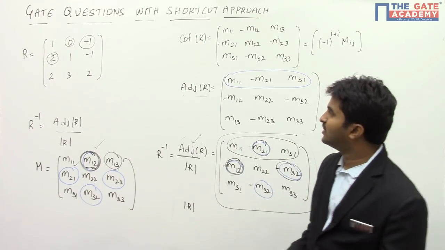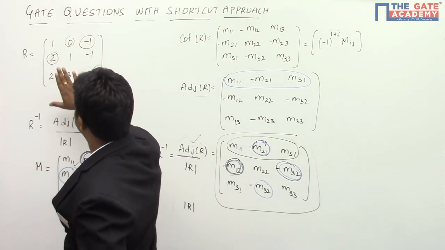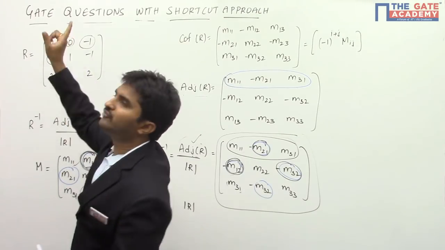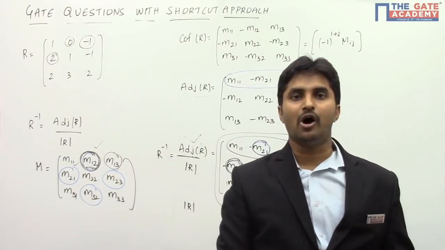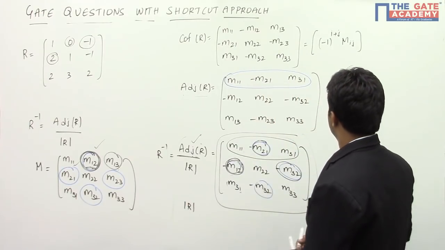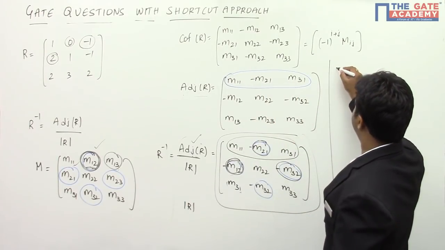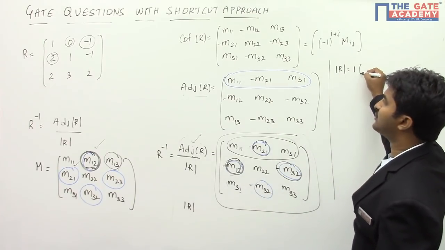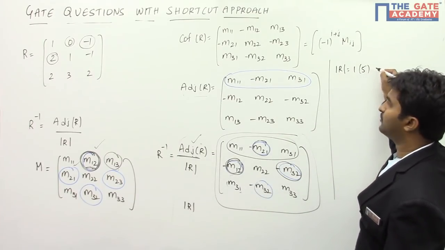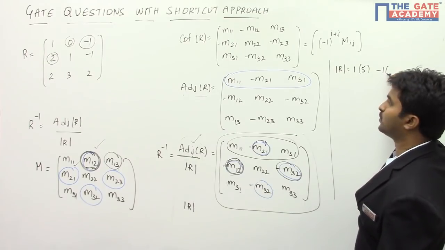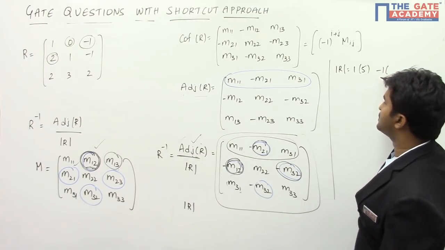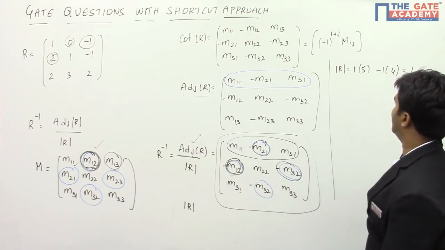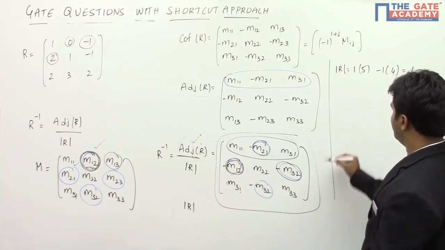So what I'll do is that when my matrix is given, I will find the determinant and I will find the top row of the adjoint matrix. So first let me find the determinant. What is the determinant of R? 1 multiplied with 2 plus 3, which is 5, minus 1 multiplied with 6 minus 2, which is 4. So 5 minus 4 is equal to 1. Determinant is equal to 1.